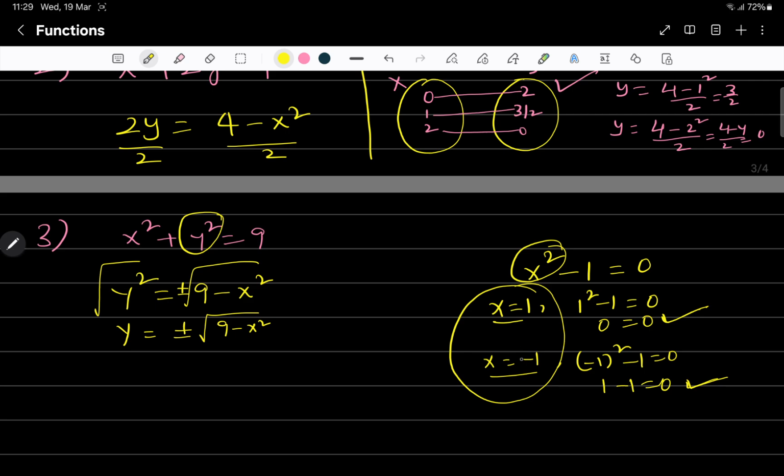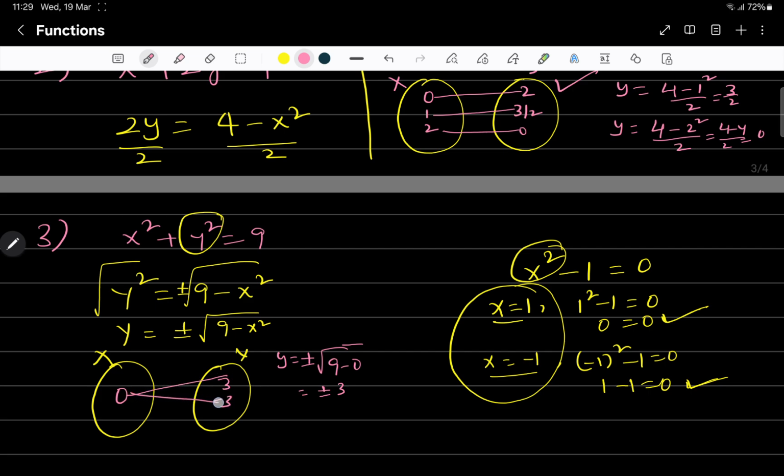So for every input you will get two outputs. For example, if I write this is x and this is y, okay? If I write x is equal to 0, tell me how much here? Y is equal to plus or minus square root of 9 minus 0. So how much here? Plus or minus square root of 9 means 3. So I will get 3 and minus 3. So for 0, I have two outputs, 3 and minus 3, right?